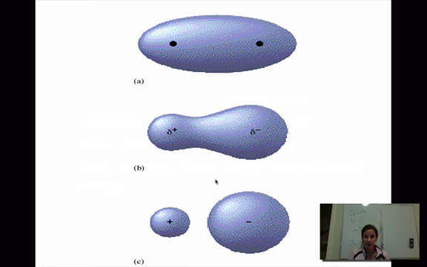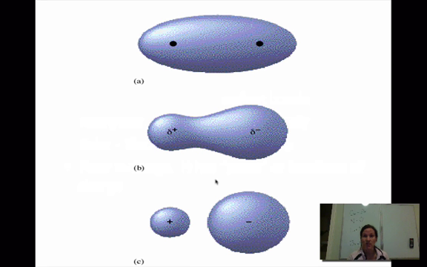Here's a picture of what this can look like. The top model here, model A, is actually of a non-polar covalent bond. The two black dots are the nuclei, and the blue shape around it is the electron orbital, where the electrons reside. And you can see here is a very symmetrical orbital overlapping both nuclei evenly, and the electrons reside within that space, meaning neither one is pulling more than the other. The electrons are evenly distributed.